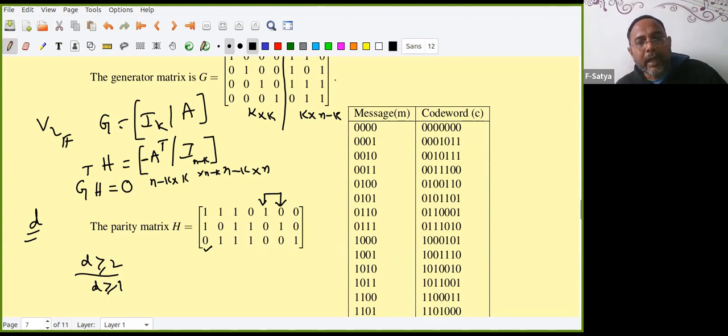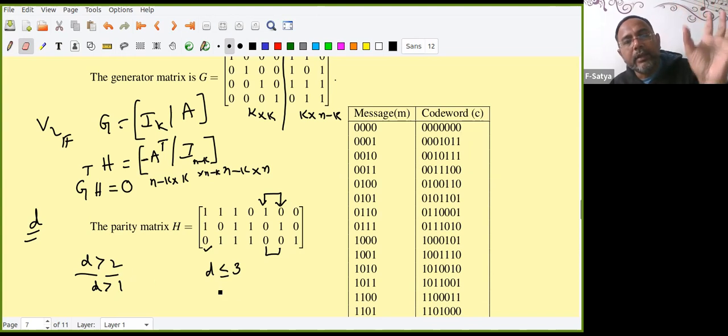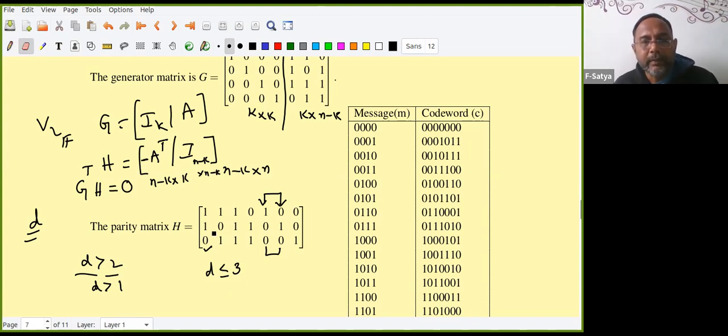How to find distance, I'll tell you why it is greater than or equal to 2 in a while. But now what happened if I add these two columns? I'm getting this column. That means 3 columns are linearly dependent. Now I'm telling you distance is suddenly less than or equal to 3. In fact, I want to say it is greater than 2. Independent columns will give you distance greater than. Dependent columns will give less than or equal to. Why? Let us see that.